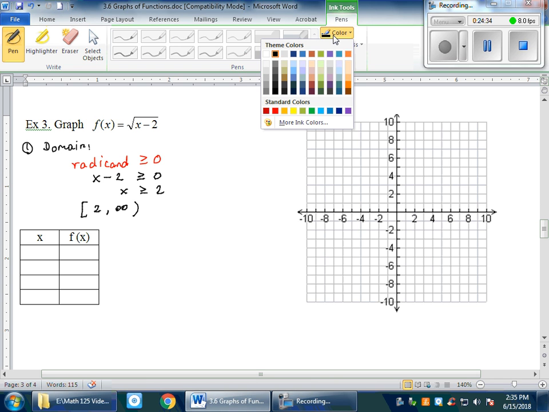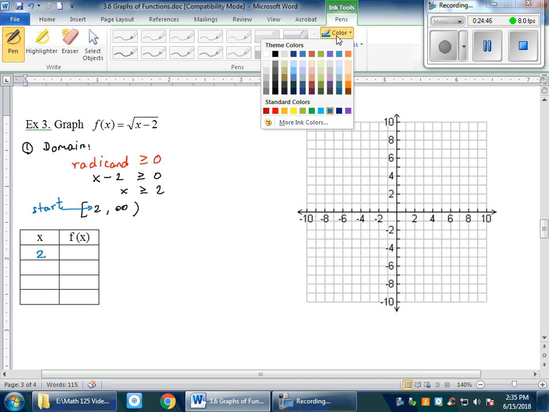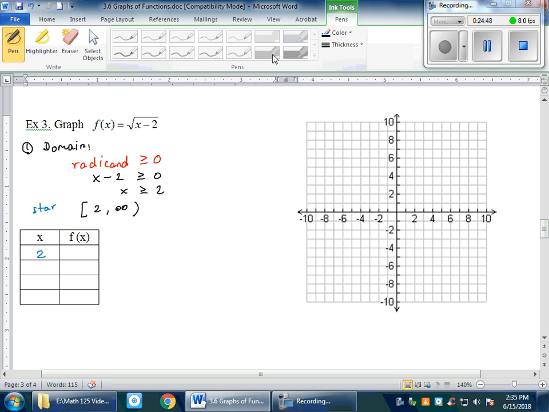So now that I know my starting point, right? So I know that this will be the starting point for this radical function. So I have to start from 2. And after that, I will choose good numbers to continue getting good numbers. So let's compute f of 2 first. That will be f of 2 is the square root of 2 minus 2, which is equal to the square root of 0, which is 0. So we got that.